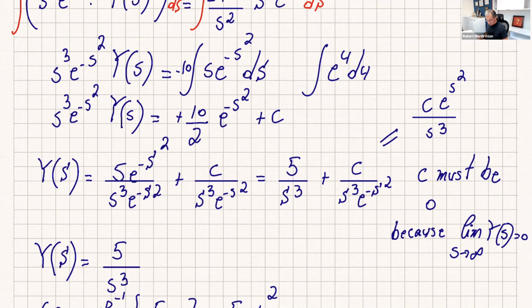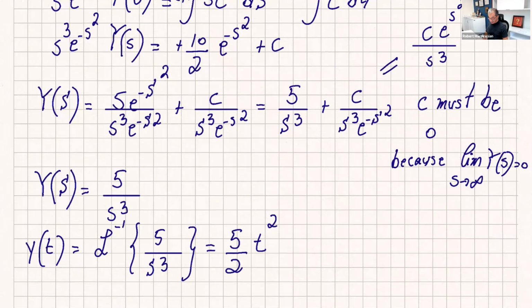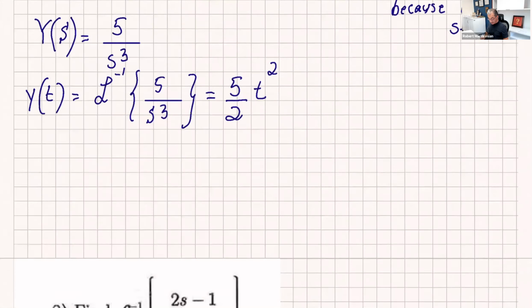of y of s has to be equal to 0. So this is going to approach 0. No problem, but this other term doesn't approach 0. The only way for that to be possible is for c to be 0. So our constant is 0 here. So you get y of s is 5 over s cubed. And again, the inverse of that is pretty straightforward. It's going to be 5 over 2 t to the second power. And that's the answer.